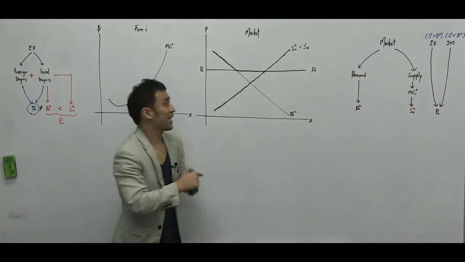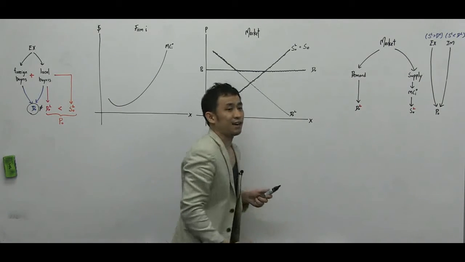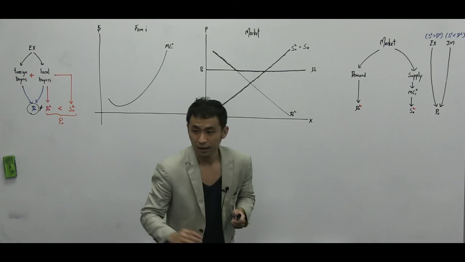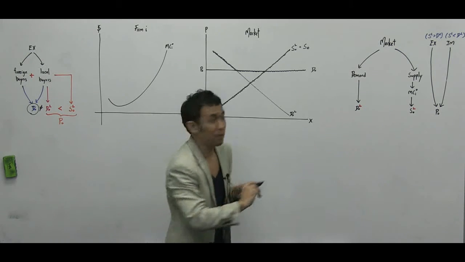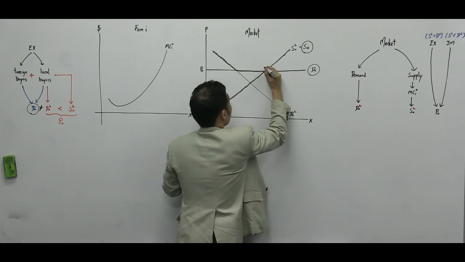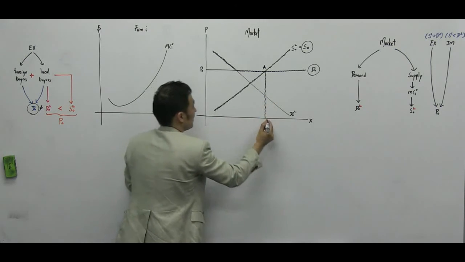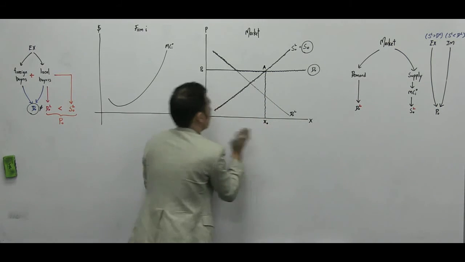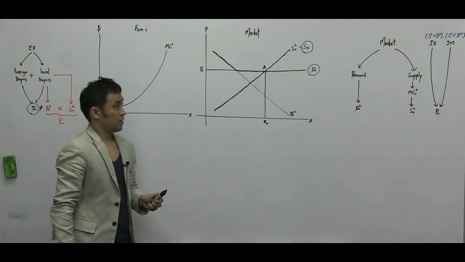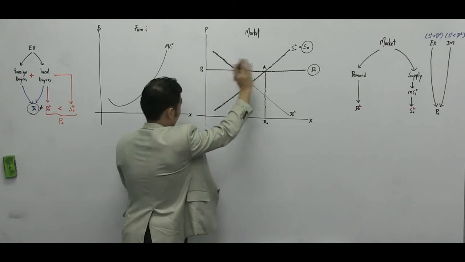Then, once I have my market demand, let me ask you, what's the equilibrium? Equilibrium in the market diagram is what? What are the two relevant curves? Market demand and market supply. So with market demand and market supply out, I have my point A. And this will be my market quantity X0. Get it?